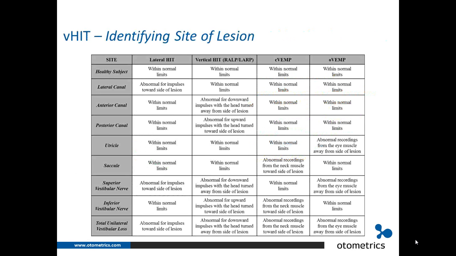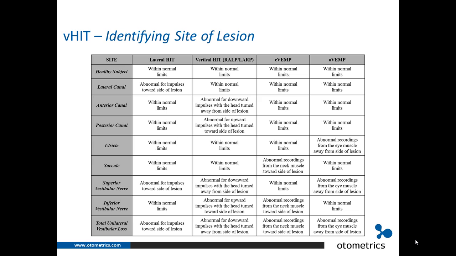This table demonstrates how a combination of VHIT and VEMPs, both ocular and cervical, can provide independent evaluation of all structures within each labyrinth. Again, we're assuming that the pathways mentioned in the previous slide are indeed the pathways that are evaluated in these tests.